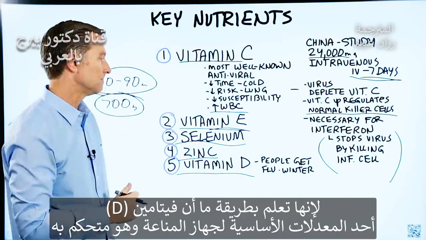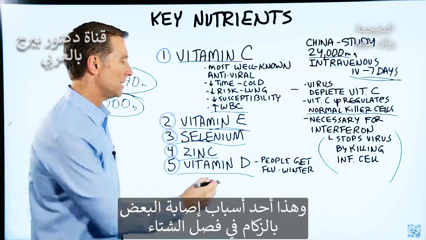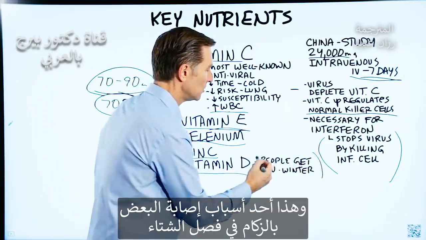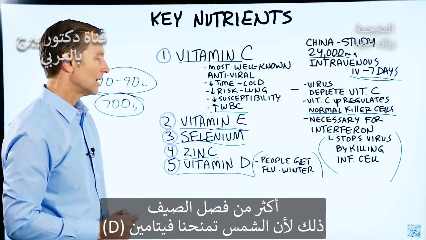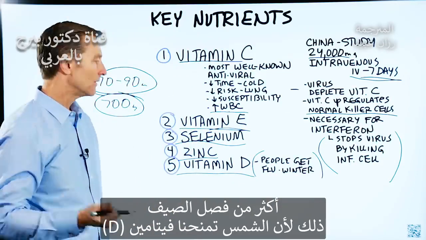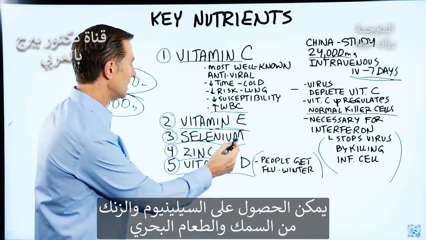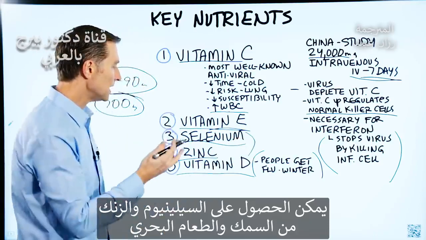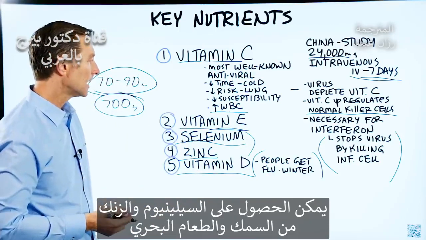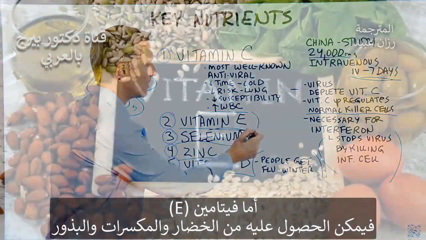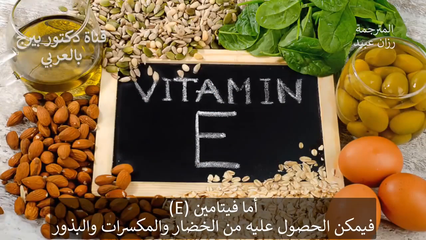It helps control it. And this is probably one of the reasons why people get sick in the winter, in the flu, more than during the summer, because the sun will give you vitamin D. As far as getting selenium and zinc, you can get that from fish and seafood. Vitamin E comes from vegetables, nuts, and seeds.